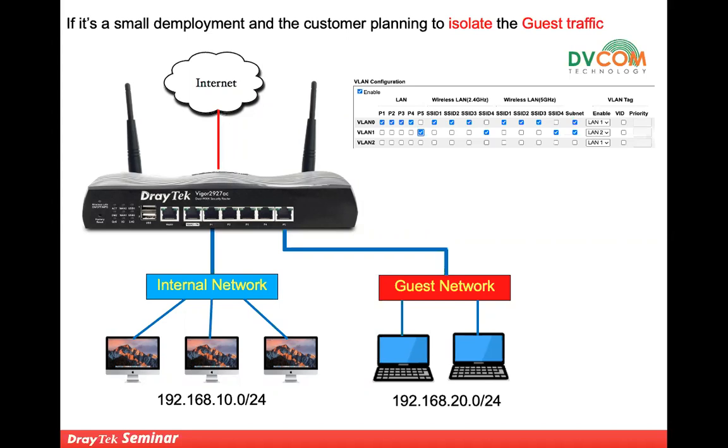And if you see here, port number 5, I have isolated, I separated, and I assigned to LAN 2. So LAN 2 belongs to my guest network, and LAN 1 belongs to my internal network. This is how you are going to isolate.